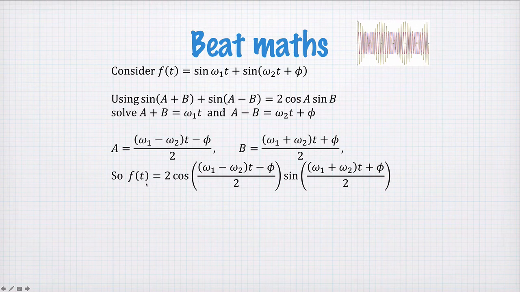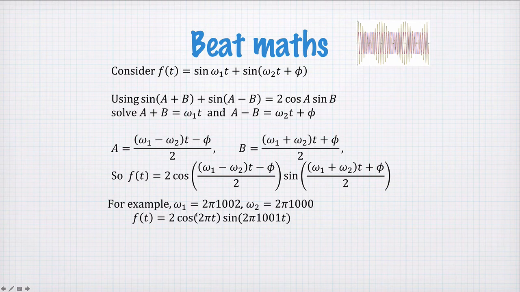So now our function of time, which used to be the sum of sine waves, is now written as a product of a cosine and a sine. If we look inside these arguments here, we see that the cosine is the difference of the frequencies divided by 2. And if these frequencies are close together, this will be a small frequency. For this function here, we have the sum of the frequencies divided by 2, so it's the average of the two frequencies. So if omega-1 and omega-2 are large, then this will be a big frequency.